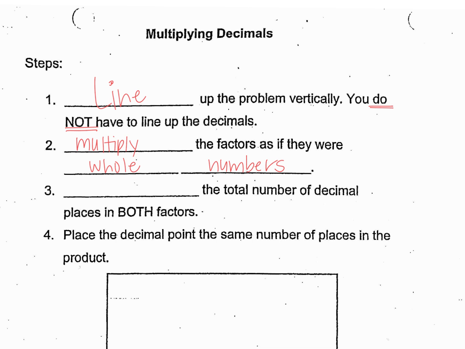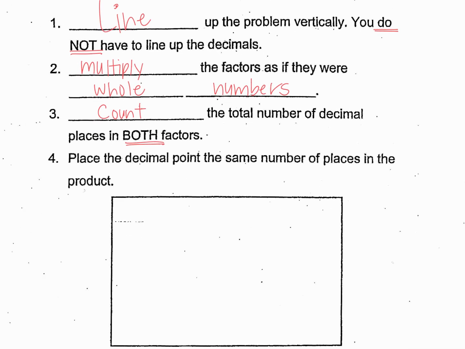Once you get your answer and you add your partial products or whatever you need to do, and you have your answer, this is where the decimal comes back in. You're going to count the total number of decimal places in both factors. And then the last step is you place a decimal point in the same number of places in the product. You're going to see what this looks like, and we're going to do several examples together so that it really kind of sinks in and makes sense.